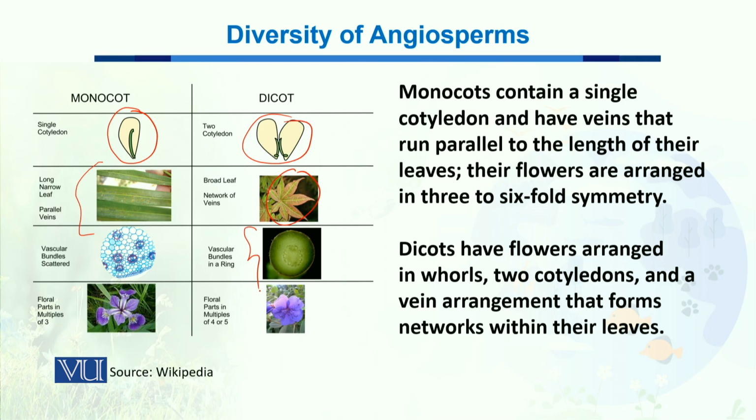Now, when we talk about the flowers of monocots, their parts are either 3 or multiples of 3, while dicot flower parts are multiples of 4 or 5. So these are the major differences which result in the formation of two major groups within the angiosperms.